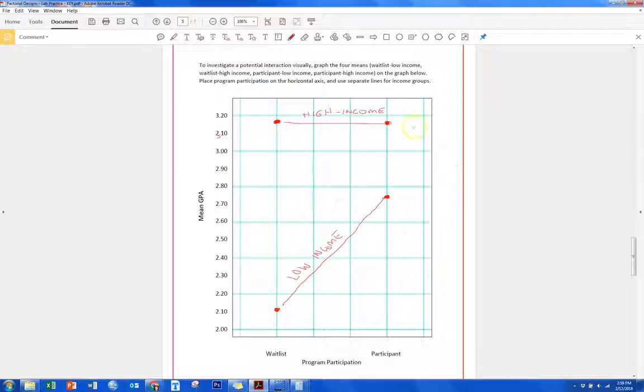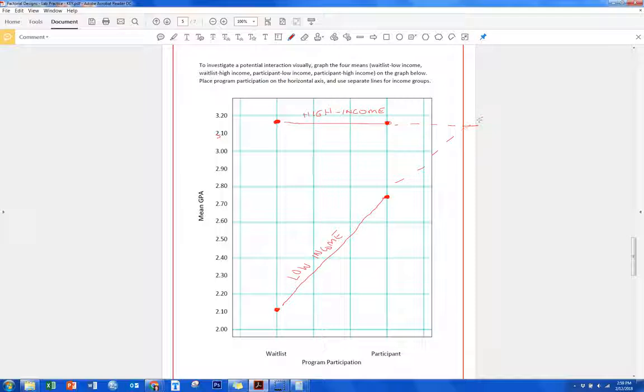So if low income looked like this, there would be no interaction. You'd say, okay, well, low income always did worse than high income. Doesn't matter if they're wait list or participant, only income made a difference. But that's not what's going on here. We don't have parallel lines. If you were to extend these lines further, they would cross. Right?